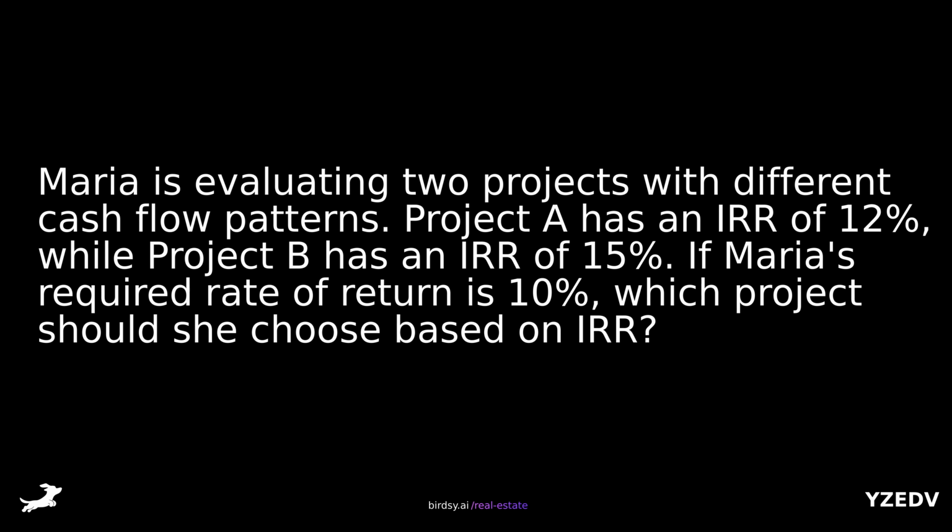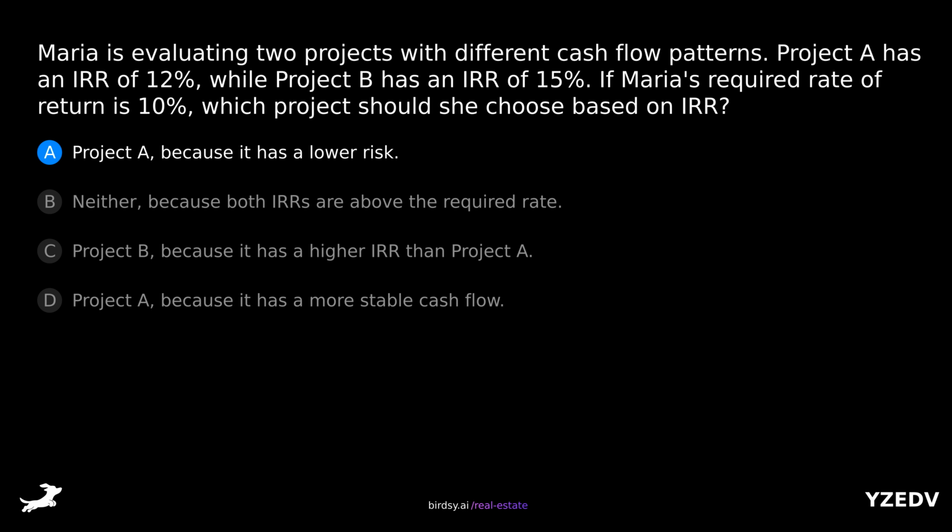Maria is evaluating two projects with different cash flow patterns. Project A has an IRR of 12%, while Project B has an IRR of 15%. If Maria's required rate of return is 10%, which project should she choose based on IRR? Is it A, Project A, because it has a lower risk? B, neither, because both IRRs are above the required rate? C, Project B, because it has a higher IRR than Project A? Or D, Project A, because it has a more stable cash flow?